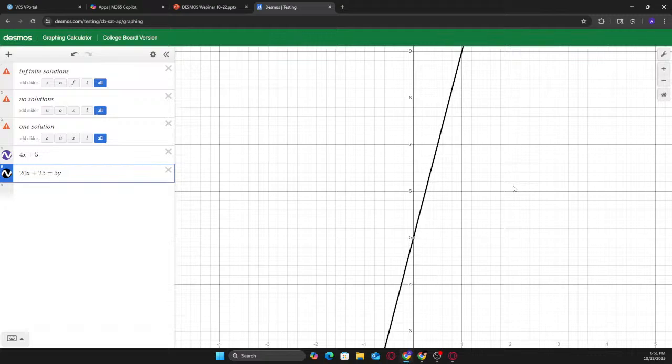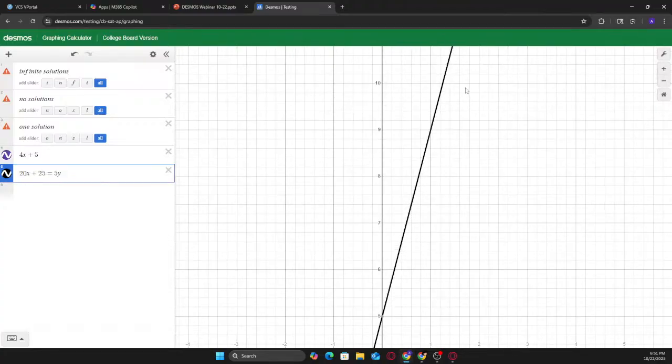Each solution, let's say, is a point where they're intersecting. If they're next to each other all the time, infinitely, they're just going to keep being neck and neck. That means that they have infinite solutions because there's not a time where they just leave each other.